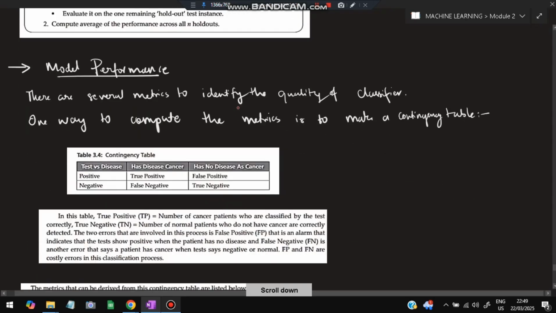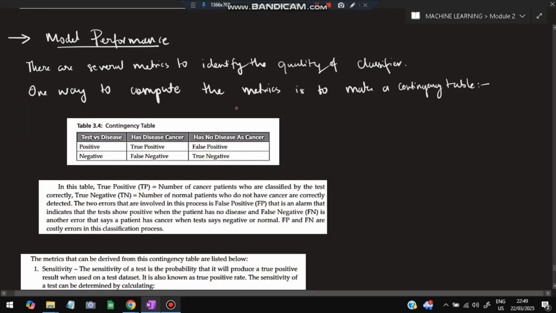Okay. Next is the model performance. How do we get to know the performance of the model? For that we use a contingency table that shows us true positive, false positive, false negative, and true negative. Now, what is true positive? True positive means this thing is present and the machine has detected it correctly. False positive means this thing is not there but the machine has detected it as there. False negative means it is there but the machine has not detected it. And true negative means the machine has not detected it and it is not there.